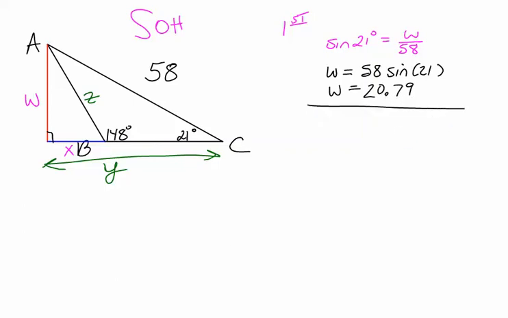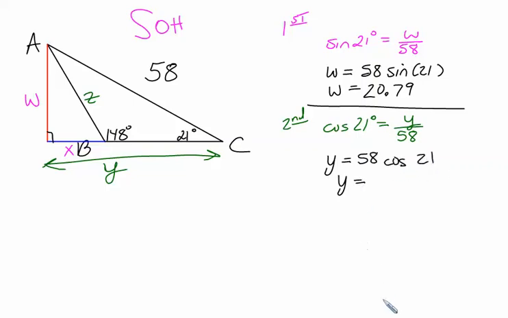Then, secondly, we can get Y on the full triangle. So second, we could look at the cosine of 21 degrees is equal to, now we're looking at the full triangle again, the adjacent is Y and the hypotenuse is 58. So it would be Y over 58. To get the Y, we will multiply both sides by 58.